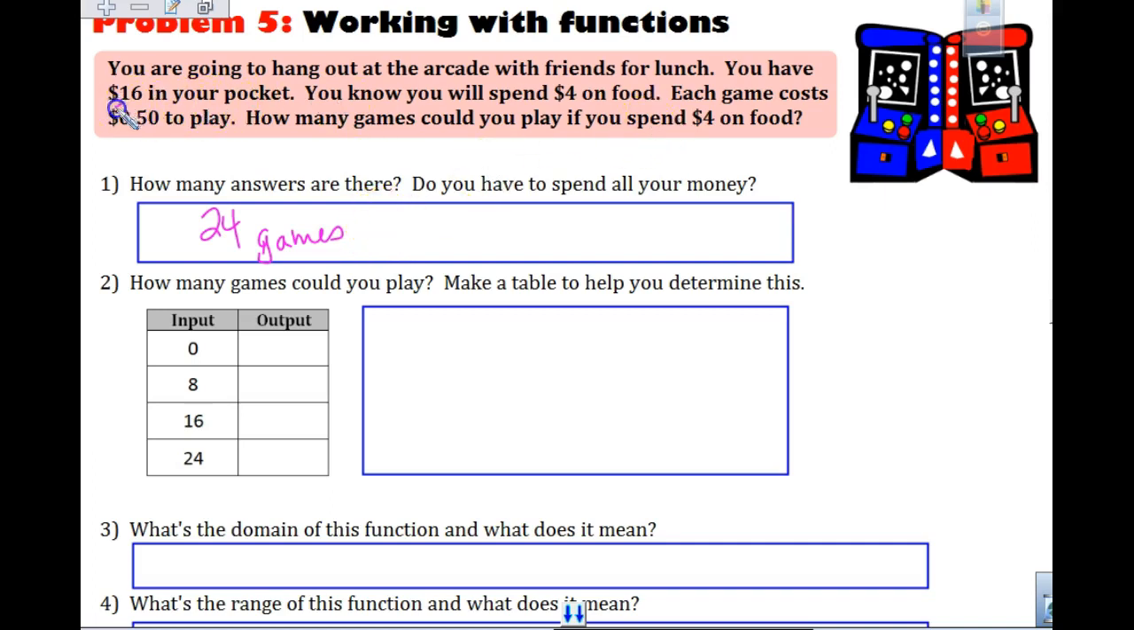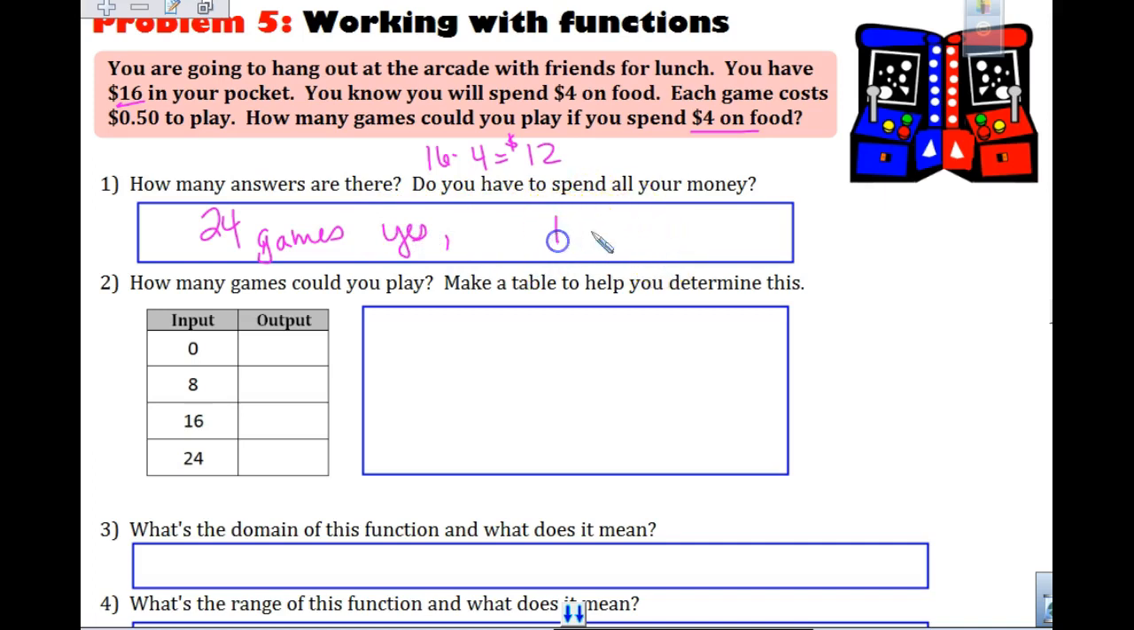You had $16 in your pocket. You subtract 4 for food, so 16 minus 4 gave us $12 to spend. Each game is 50 cents. So 50 cents goes into 12, if you divide it by 2, I agree, 24 games. This person has spent all the money, right? Did you spend all the money? This person, yes. Would you have to spend all your money?